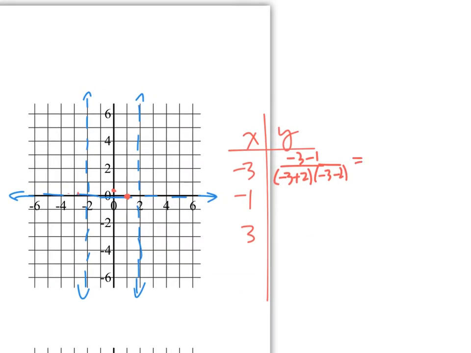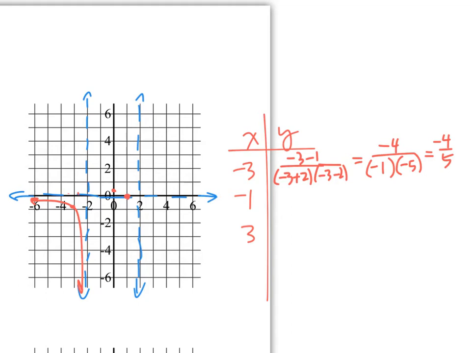All right, -3 minus 1 is -4. -3 plus 2 is -1, and then that is -5. So what is this answer? -4/5. That tells me at -3 it's -4/5, so down here. That's enough information to tell me that my graph is going to go like this, because I know it's not going to cross over the horizontal axis. Again, it never crosses the vertical asymptote anyways.